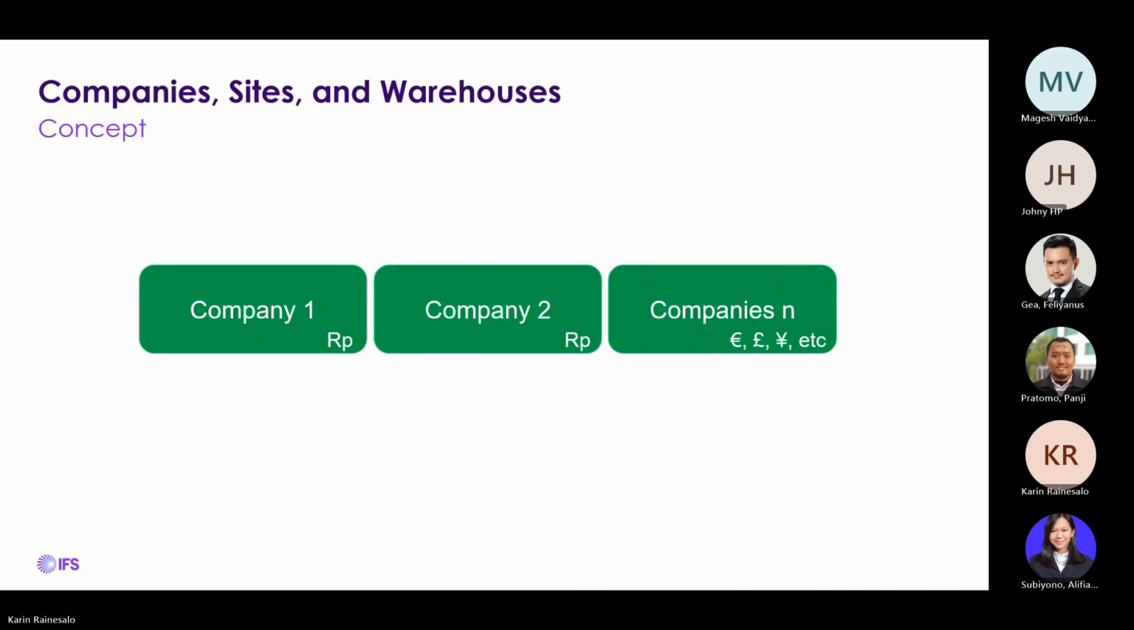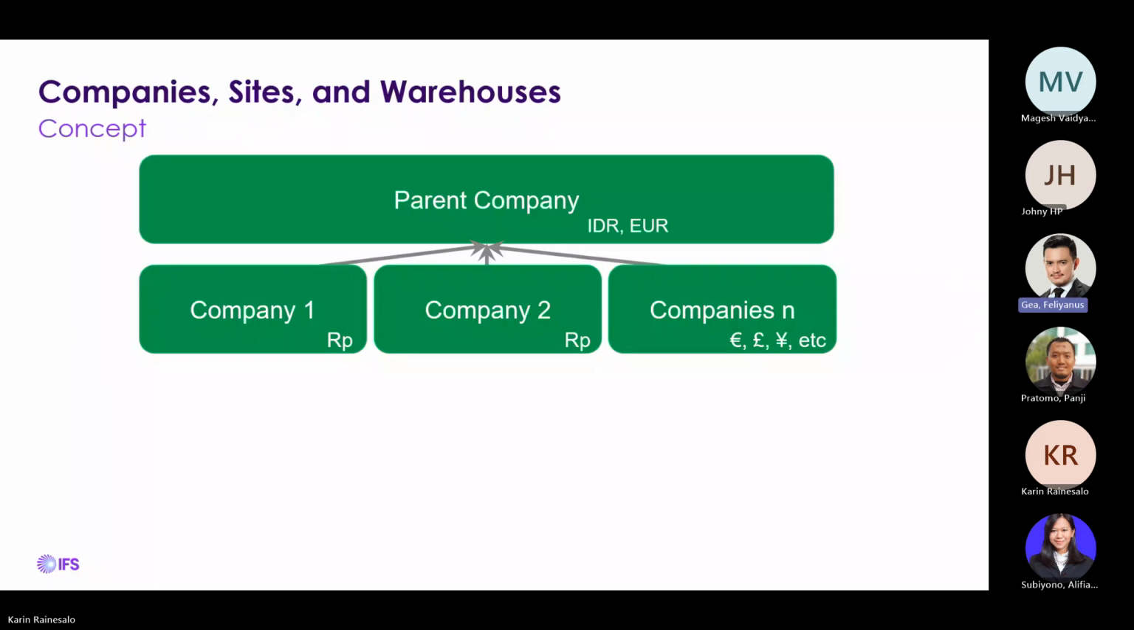In the financial concept, the companies will contain the chart of accounts, any kind of reporting, companies all around AP, AR, GL, and so forth. You can have as many companies as you want in your IFS Cloud system, and then those can optionally be put into a parent-child structure. You can have as many parent companies as you need as well.